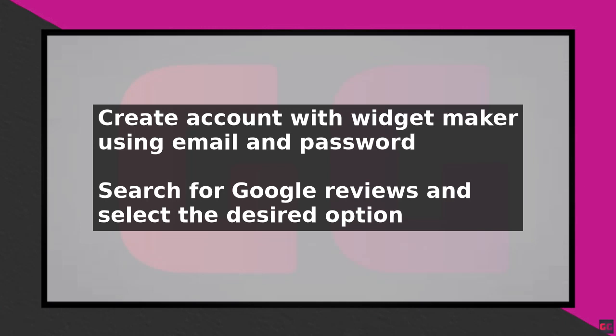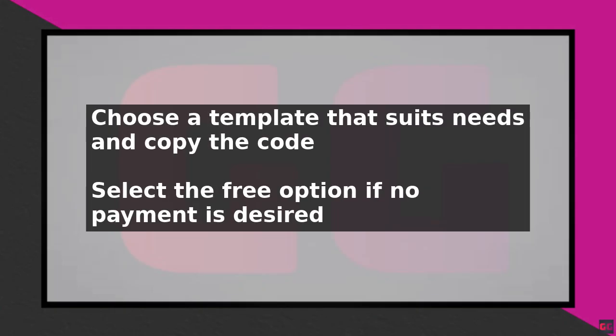Create an account with a widget maker, which is a straightforward process that requires only your email and password. Search for Google reviews and select the option that appears. Choose a template that suits your needs, and then continue with the template until you reach the publish option. Select the free option if you don't want to pay, and then copy the code.